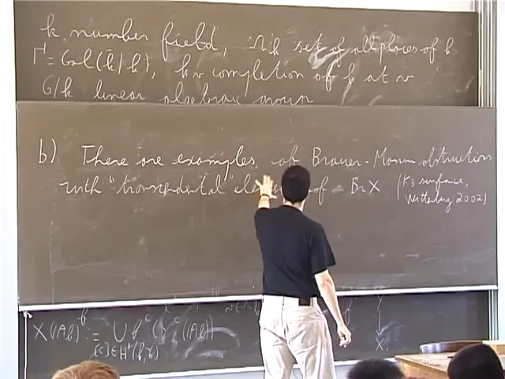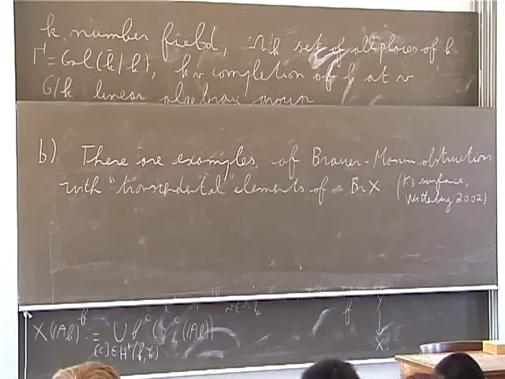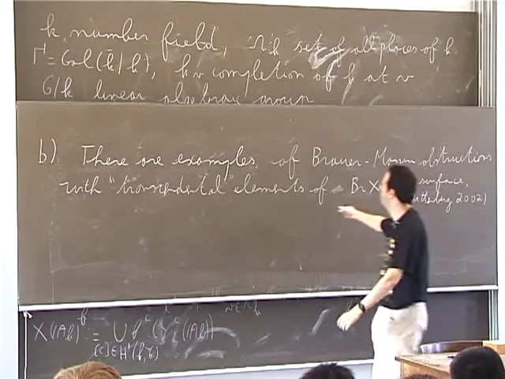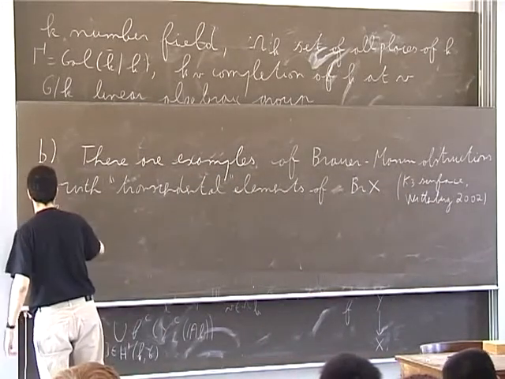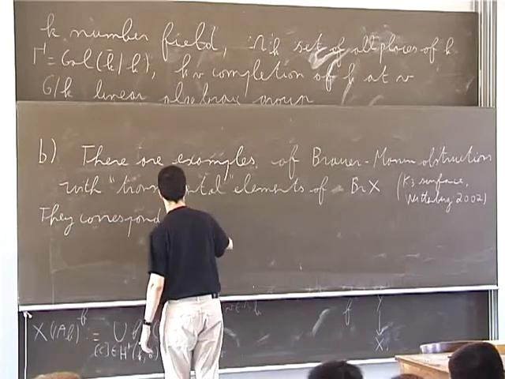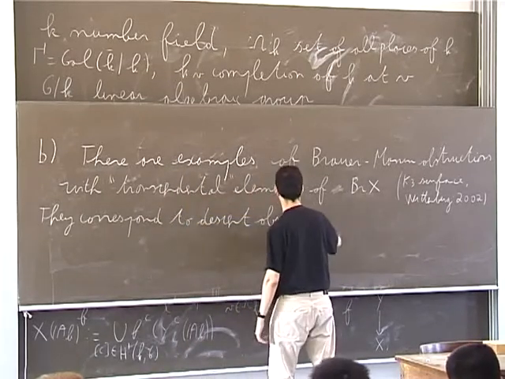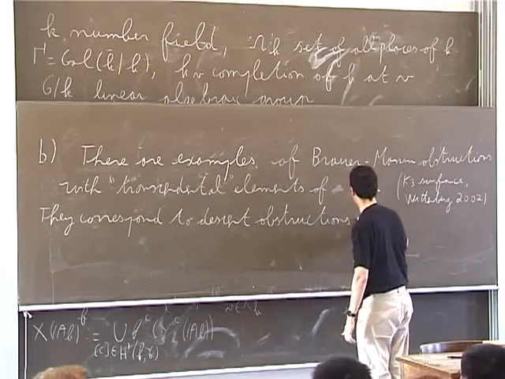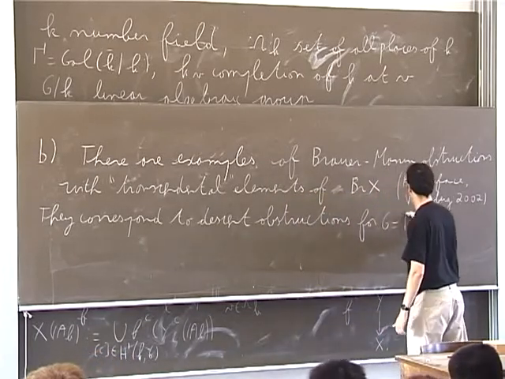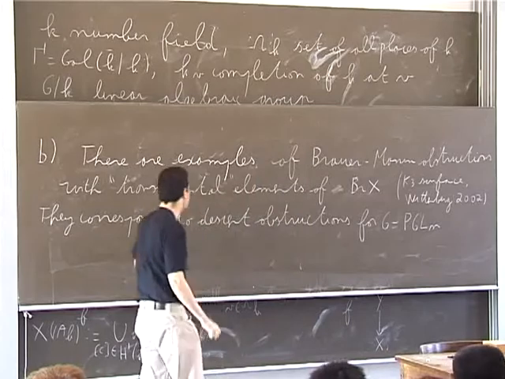So these transcendental Brauer-Manin obstructions do not correspond to classical descent obstructions, that is, to descent obstructions for G of multiplicative type. So this is not part of the descent theory of Colliot-Thélène and Sansuc, but nevertheless, they correspond to descent obstruction for a very simple group, for G equal to PGL_N. And here is the explanation.